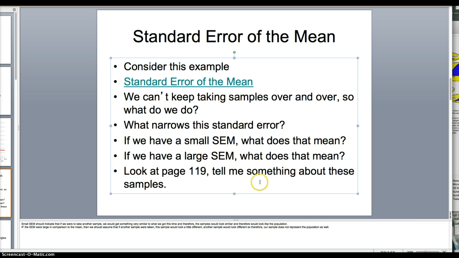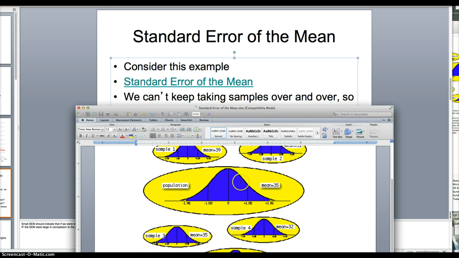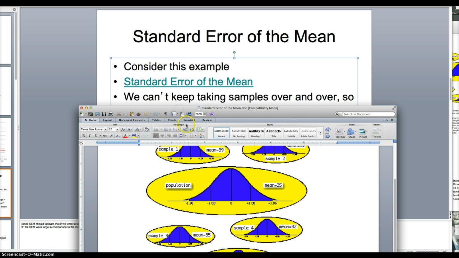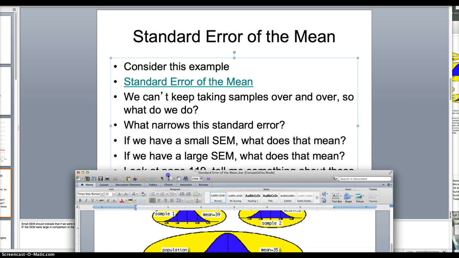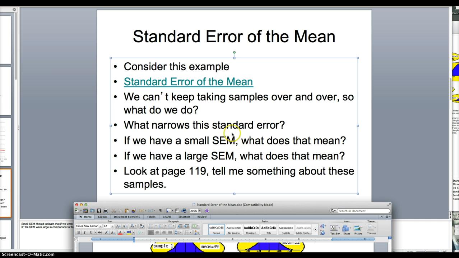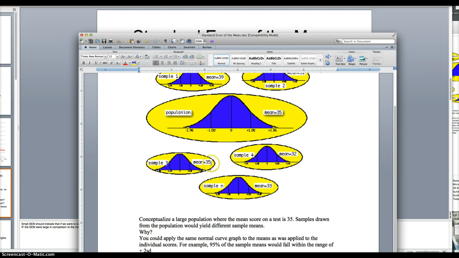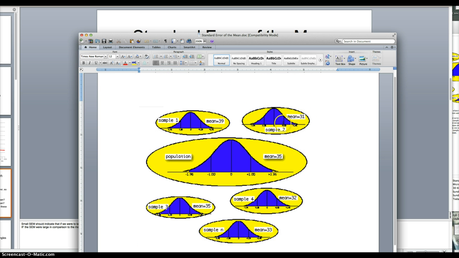Just like we have a standard deviation for normal distributions, we could have a standard error of the mean for our sample. So if we have a small standard error of the mean, then that means that we're not deviating very much from the population mean. So this one, for example, has a very small standard error of the mean as opposed to this one.